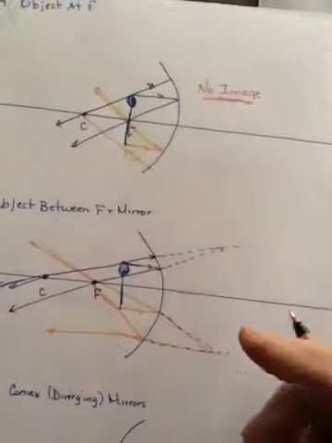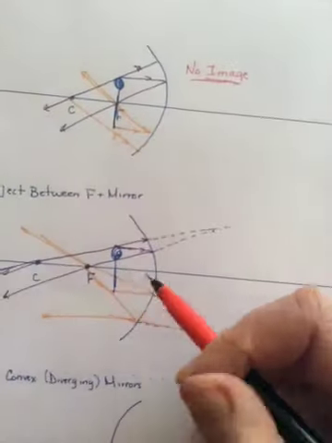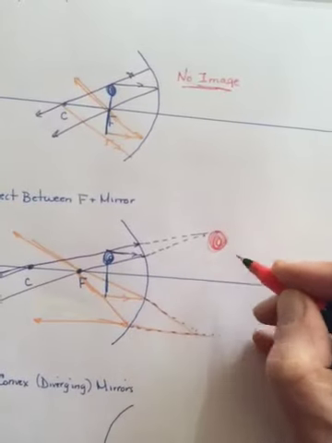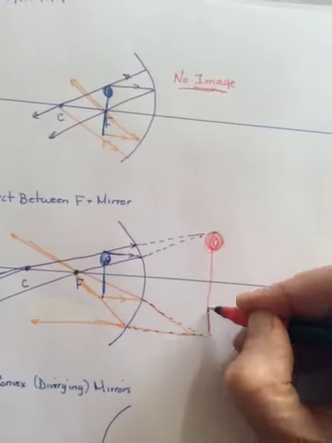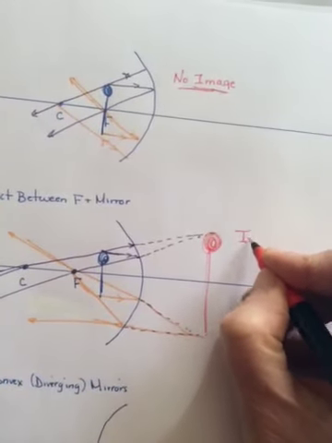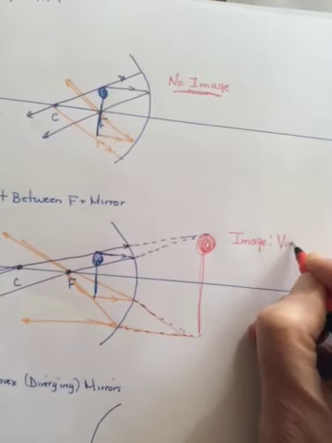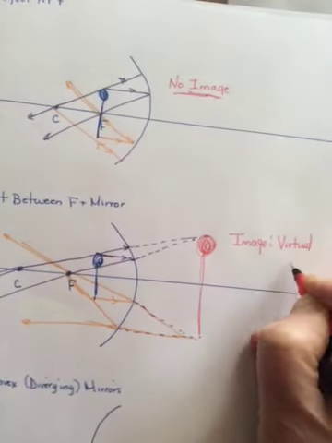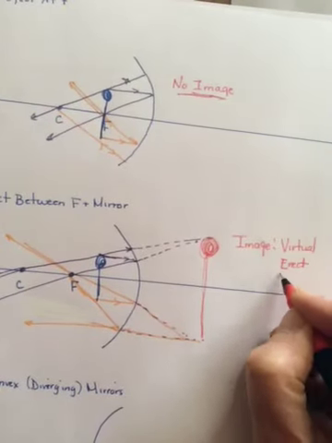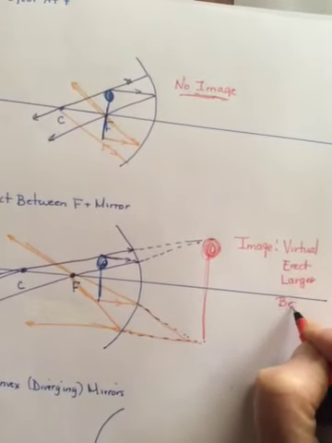Okay, all right, so where the orange cross, that's going to be the feet. Where the purple cross, that's going to be the head. Here is my image. Look at it. It's right side up. If it's right side up, that means it's virtual. It's erect, right side up. It's larger, and it's behind the mirror.